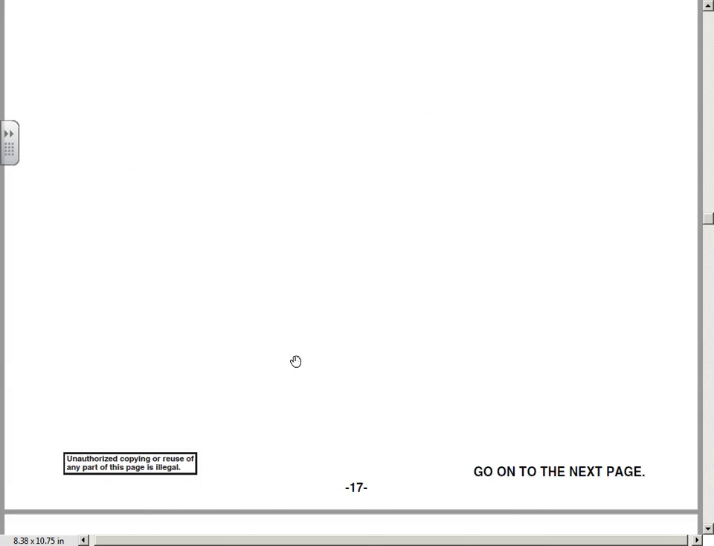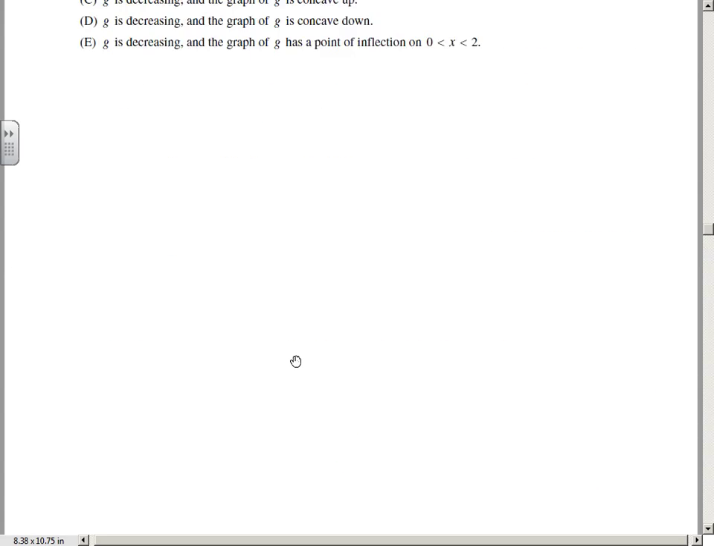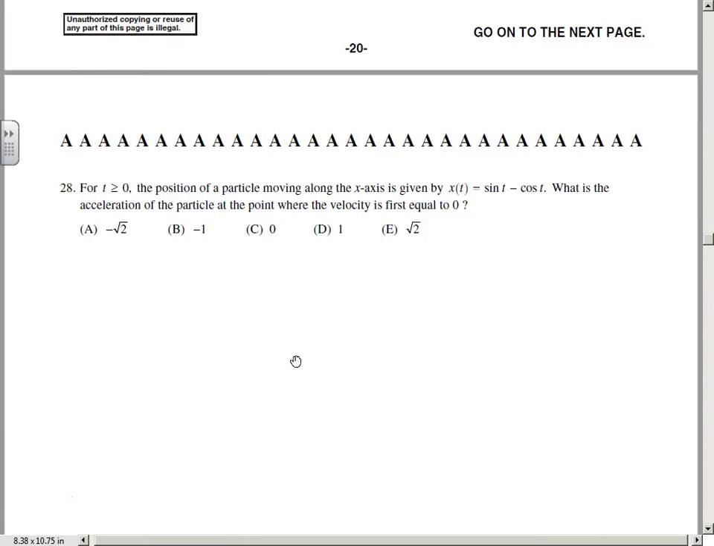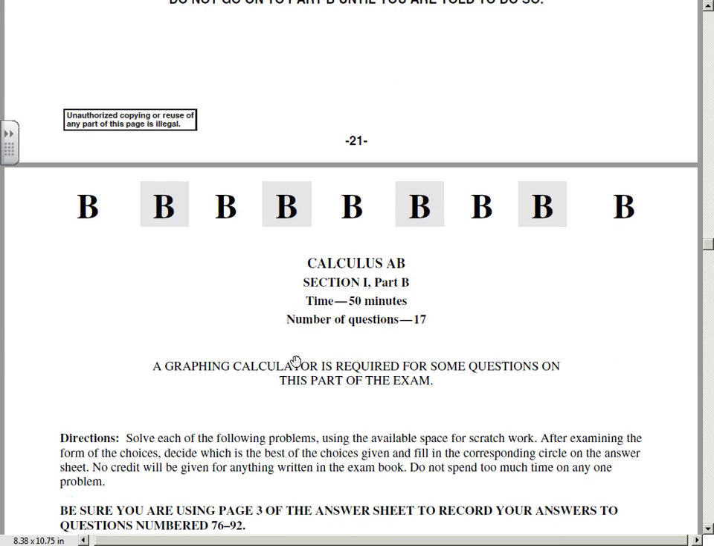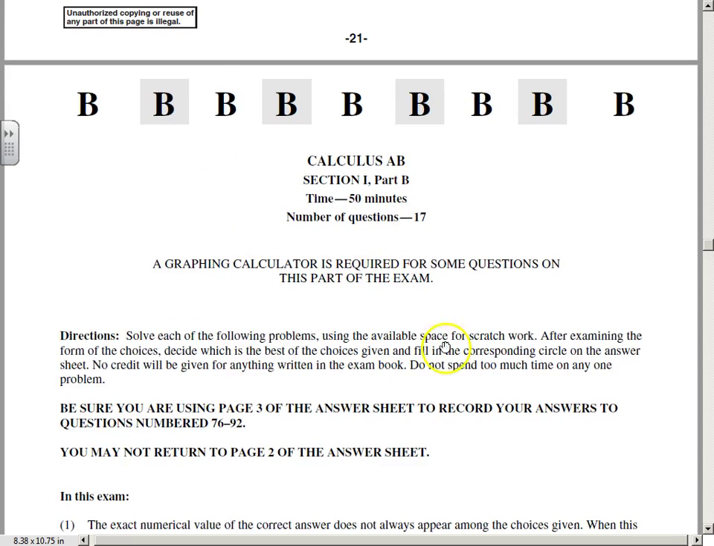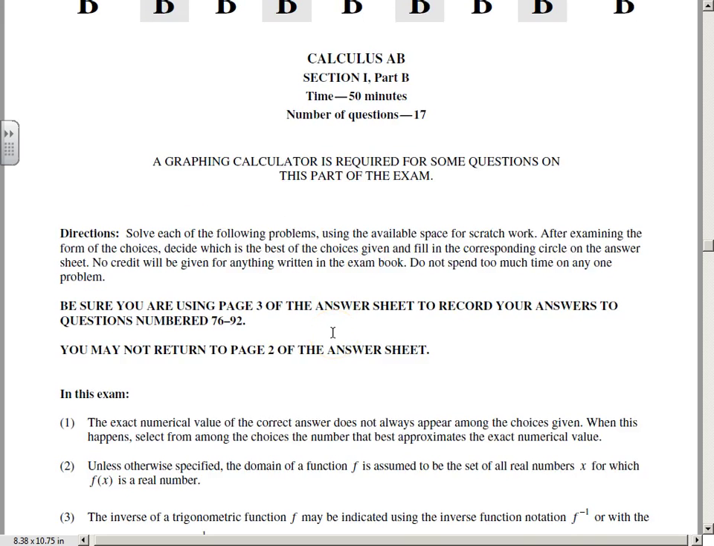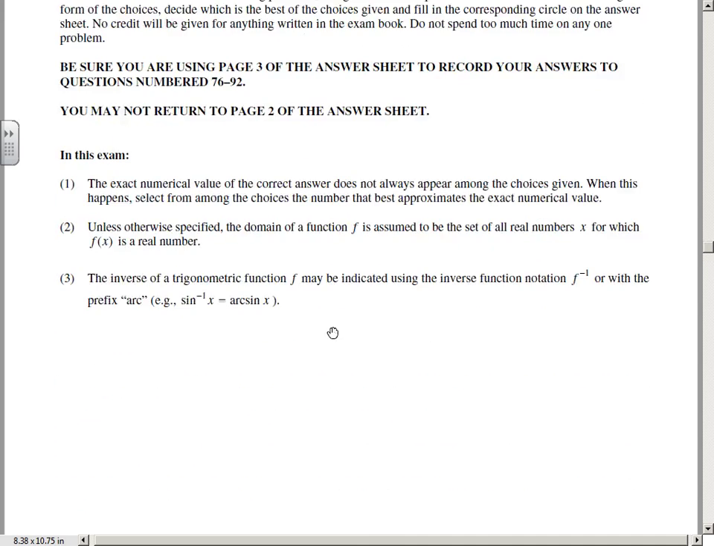Isn't there a whole other section of multiple choice called section B? Section B only has 15 questions. This one, end of A. You're allowed to get out your graphing calculator. How much did we use our graphing calculator last semester? So what's different?